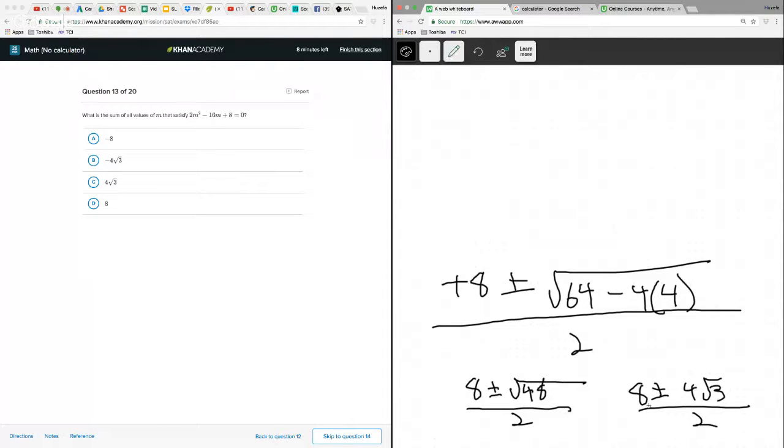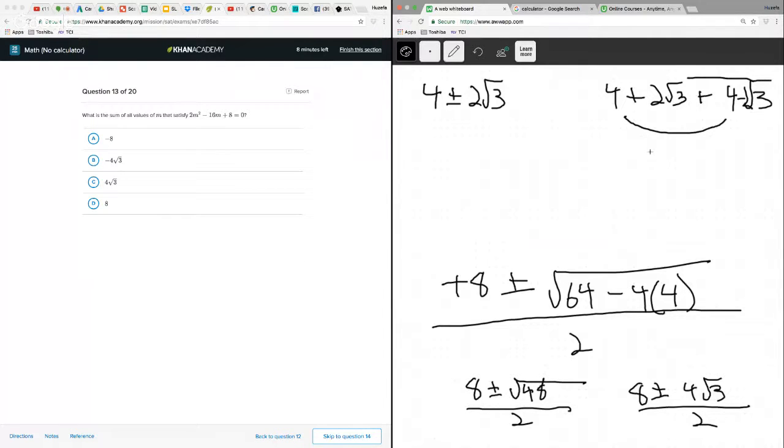And we can simplify, divide everything by 2, so our final answer is 4 plus or minus 2 square root 3. And this becomes 2 answers, 4 plus 2 square root 3 and 4 minus 2 square root 3. And they're asking for the sum of these, so let's add them. And guess what? 4 plus 4 is 8. These cancel out, 2, -2. The sum of all of them is 8.